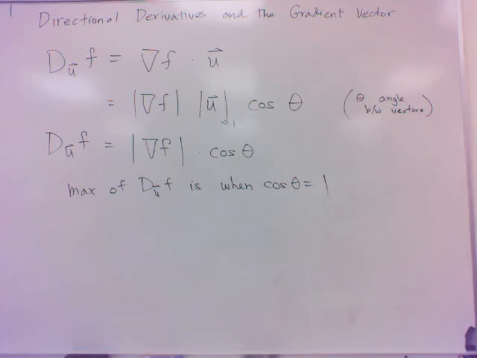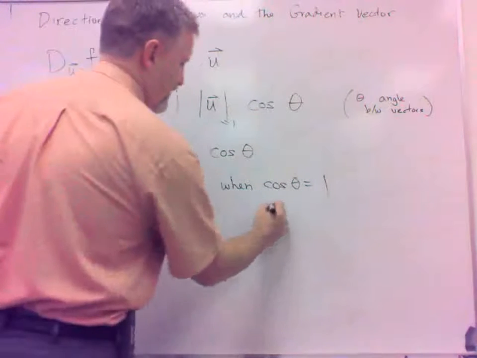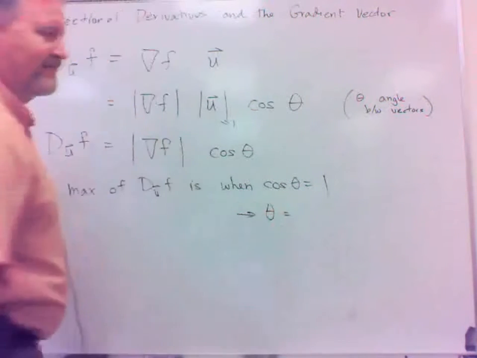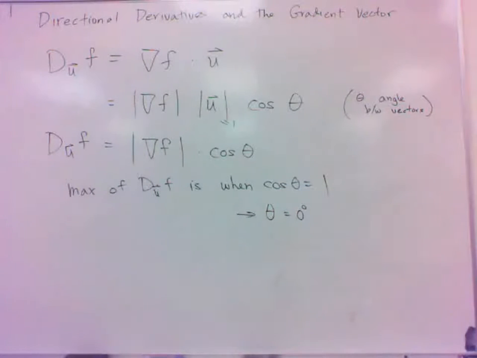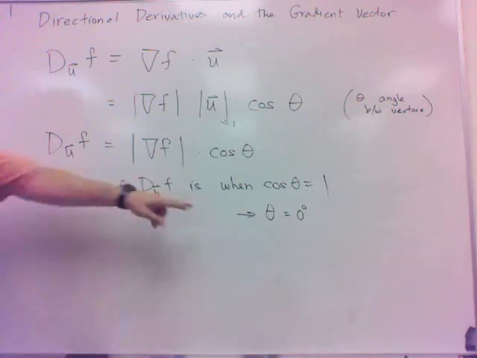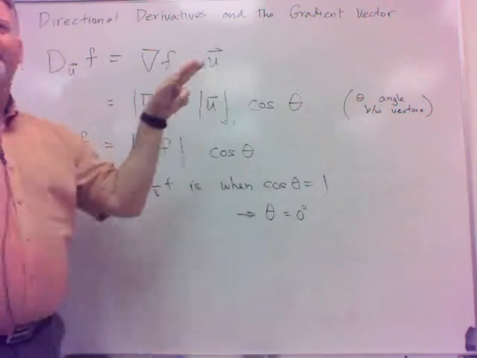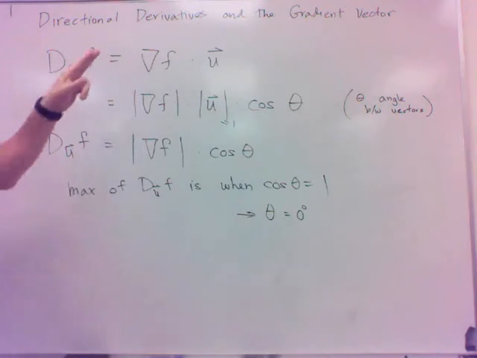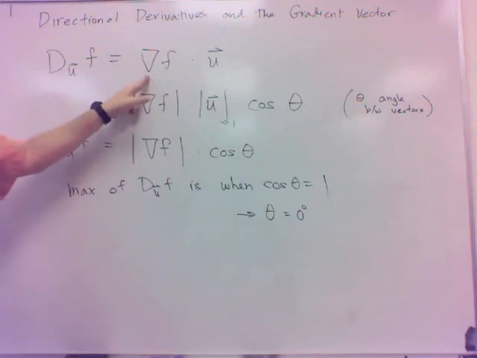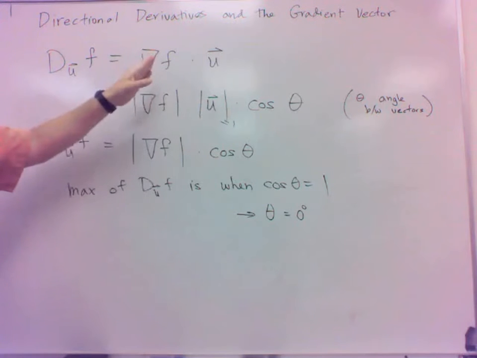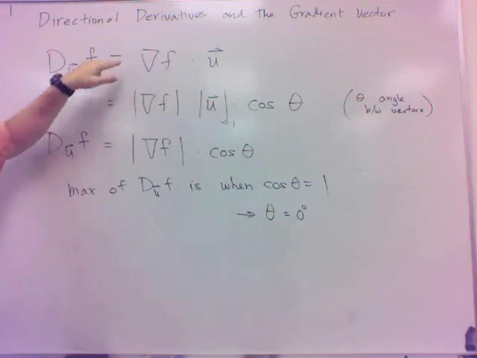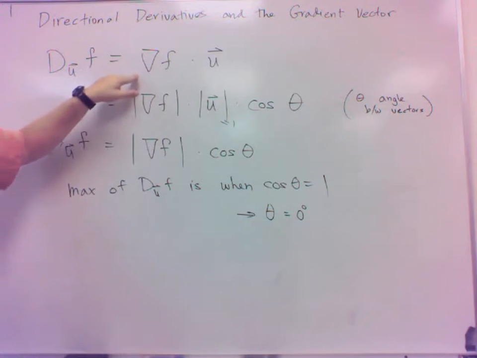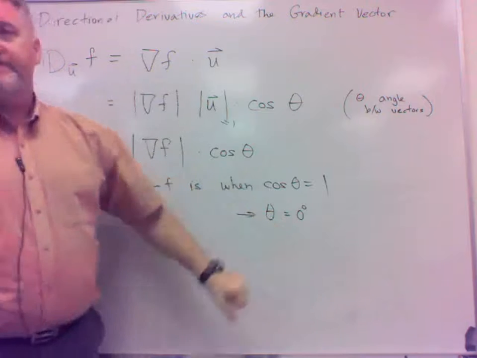Now, what does that mean? When is the cosine 1? Theta is 0, 0 degrees, 0 radians. So the angle between these two vectors is 0. In other words, the unit vector is going in the direction of the gradient vector. Specifically, the maximum occurs when the unit vector is in the exact direction of your gradient, because the angle between them is 0. Okay?